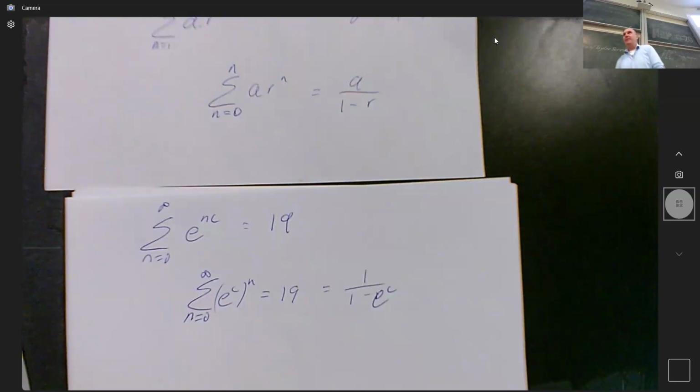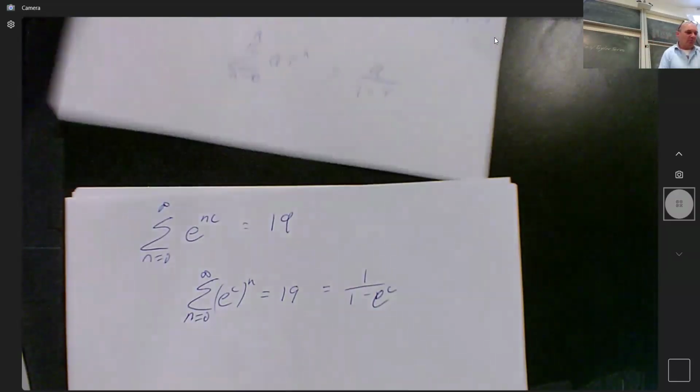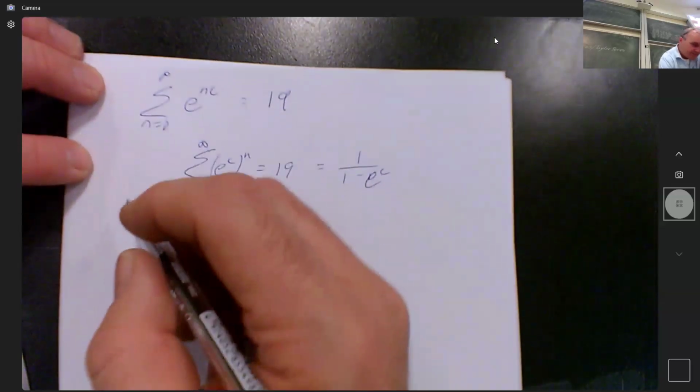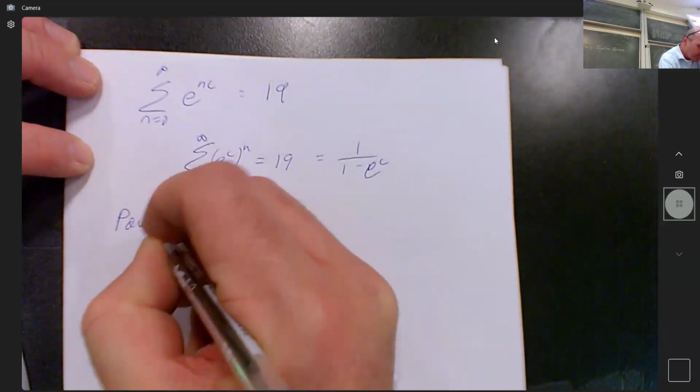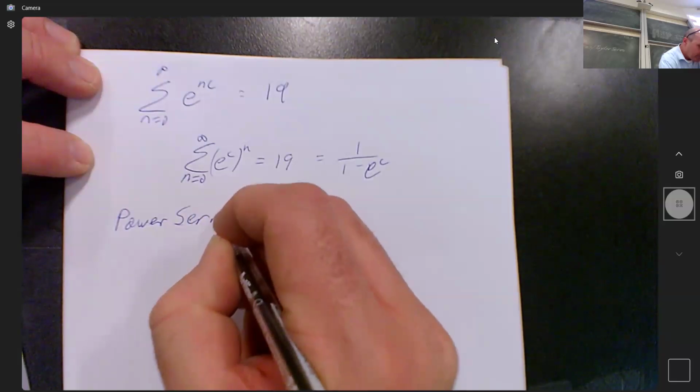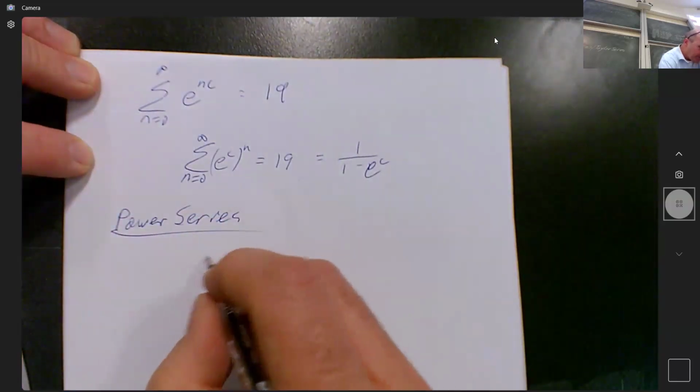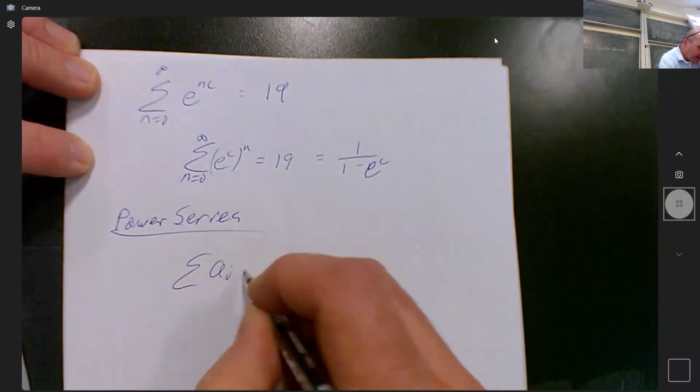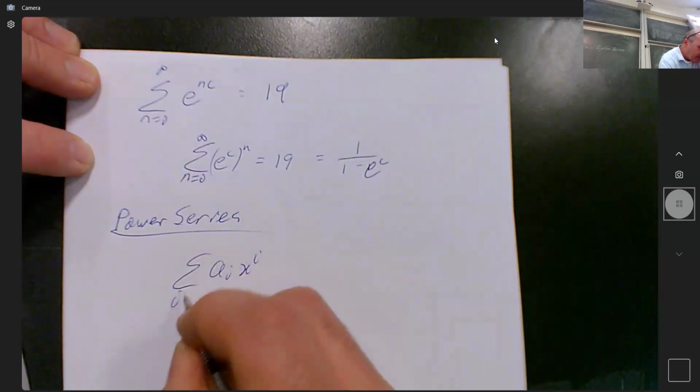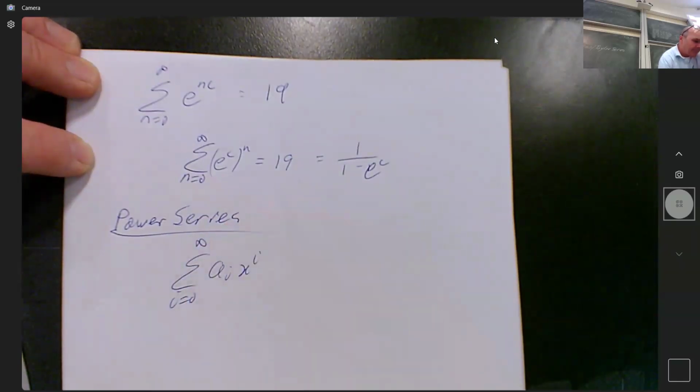So these are the things we're trying to work with. When we're talking about a power series, it's like an extension of a polynomial. So when we're talking about a power series, we're going to write something like the sum of a_i x to the i, from i equals 0 to infinity.